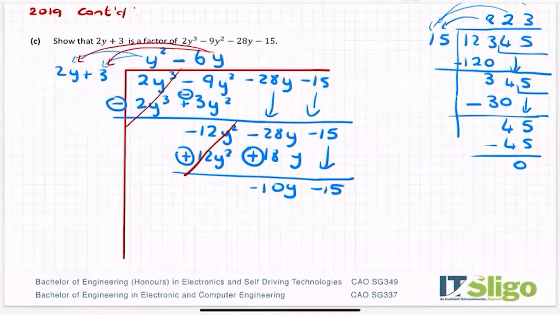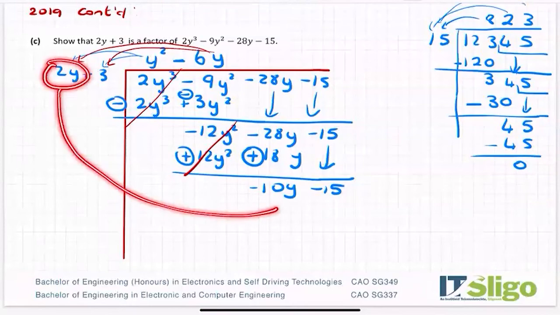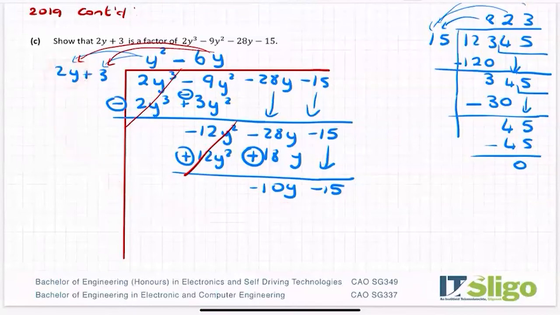It's looking good because my y cubes are cancelled, y squares are gone, and now I'm down to just y's. And in algebra, the good thing is that you always get a remainder of 0. So you know if you don't get a remainder of 0 here, you've made a mistake somewhere along the way. And it's typically with signs. So let's do it again. What must I multiply by 2y to bring it up to minus 10y squared so that I have minus 10y here? Change the sign and they'll cancel.